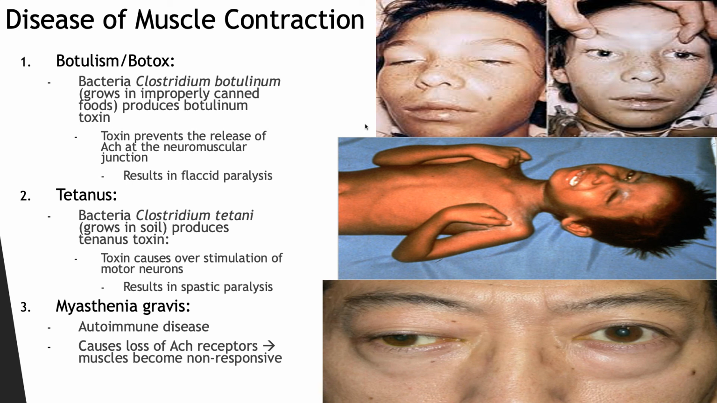Here are some more disorders that we can talk about. You can have botulism or Botox, and that's just the bacterium Clostridium botulinum, and that's a toxin that prevents the release of ACh at the neuromuscular junction. You can have tetanus, and that's the overstimulation of motor neurons. And then myasthenia gravis, which is an autoimmune disease, and that causes the loss of ACh receptors, so the muscles become non-responsive to ACh that's released into the sarcoplasm.